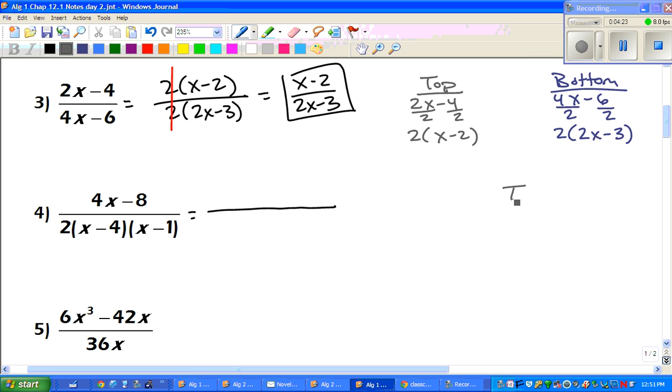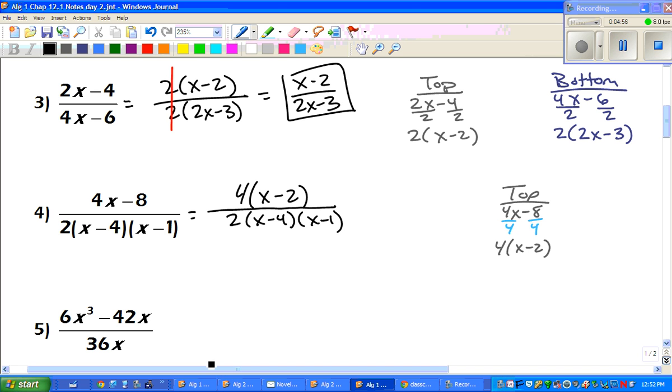All right, first, let's look at the top. We have 4x minus 8. So you're asking yourself, can you take out a GCF? And the answer is yes, you can take out a 4. So the 4 comes out front, and you're left with x minus 2. And now the nice thing is the bottom is already factored for us.